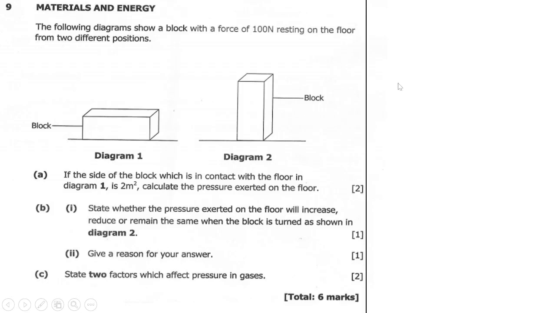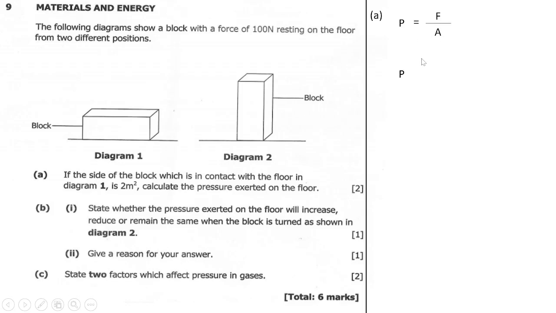Okay, so they're saying if the side of the block which is in contact with the floor in diagram 1, this side of the block, has the area of 32 cubic meters, calculate the pressure exerted on the floor. So we say, okay, pressure is given by force over area.